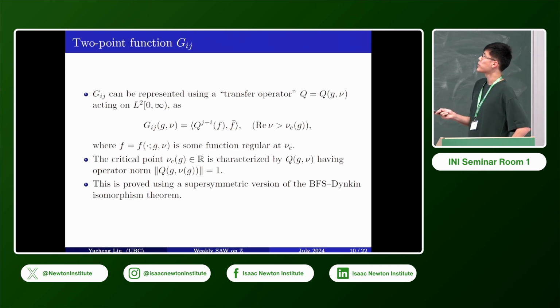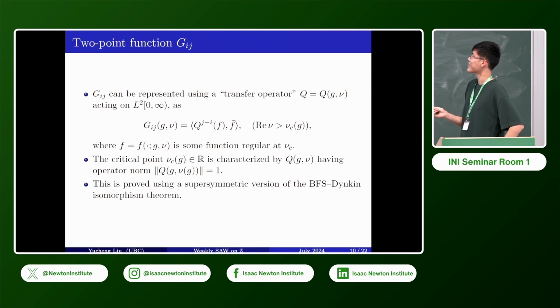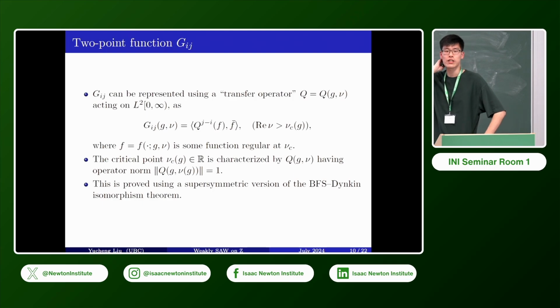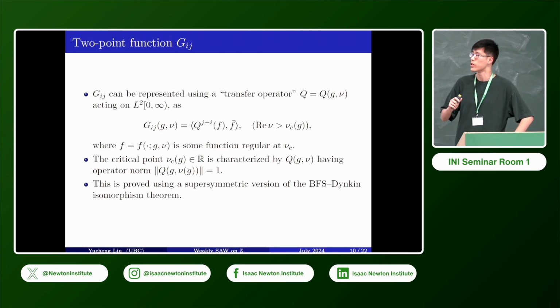Essentially, if the operator norm is less than 1, then this thing converges, and the two-point function will just decay exponentially in the distance. That's why it's subcritical. This is the characterization for the critical point. And this representation itself is proved using a supersymmetric version of the BFS-Dynkin isomorphism theorem. Essentially, we have a representation of the system as kind of like a phi to the 4th model, but it's supersymmetric, so we have both bosons and fermions, which I will not talk about. We just take that as granted.